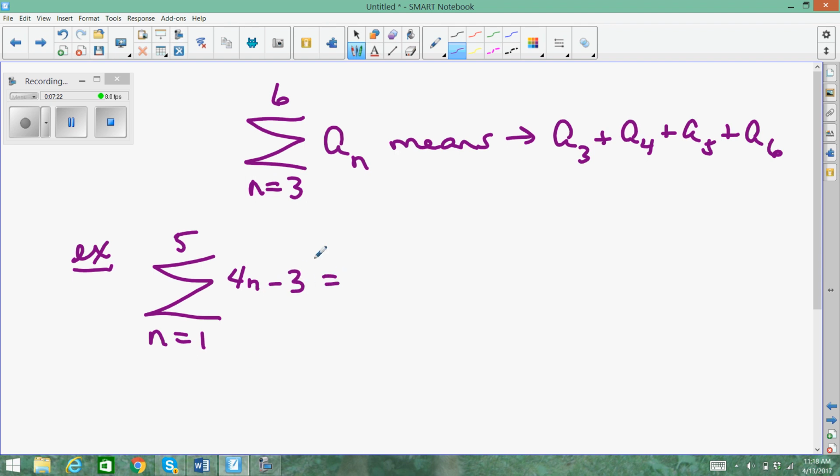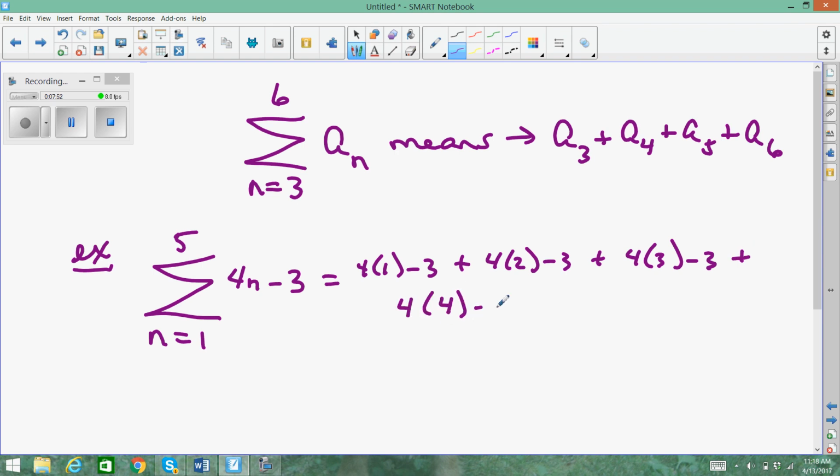All right, so this is the problem, and it's asking you to add the first, second, third, fourth, and fifth term generated by this rule and figure out what the sum is, okay? So I'm going to plug in 1, and I get 4 times 1 minus 3 plus 4 times 2 minus 3 plus 4 times 3 minus 3 plus 4 times 4 minus 3 plus 4 times 5 minus 3. Okay? So I've written this out now.